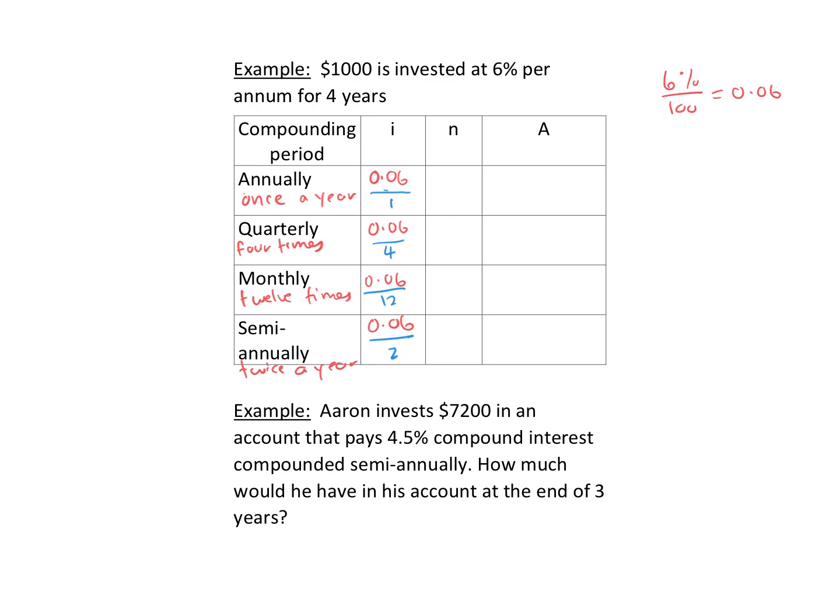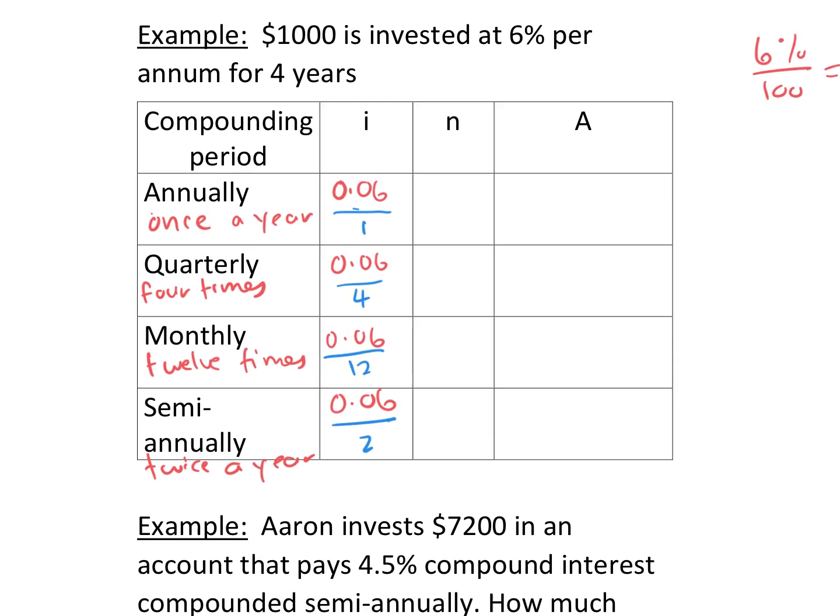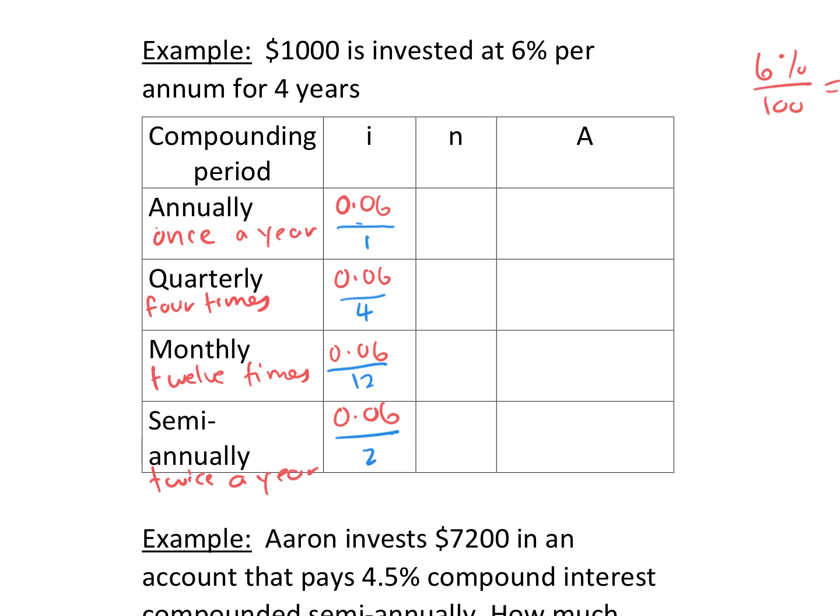The N is the number of compounding periods in total. If it's once a year, it's 1, and then the number of years is 4. So N's going to be 4. If it's 4 times a year, it'll be 4 times a year for 4 years. So N will be 16. If it's monthly, it's 12 times a year for 4 years. So N will be 48. And if it's semi-annually, it's twice a year for 4 years. So N will be 8.